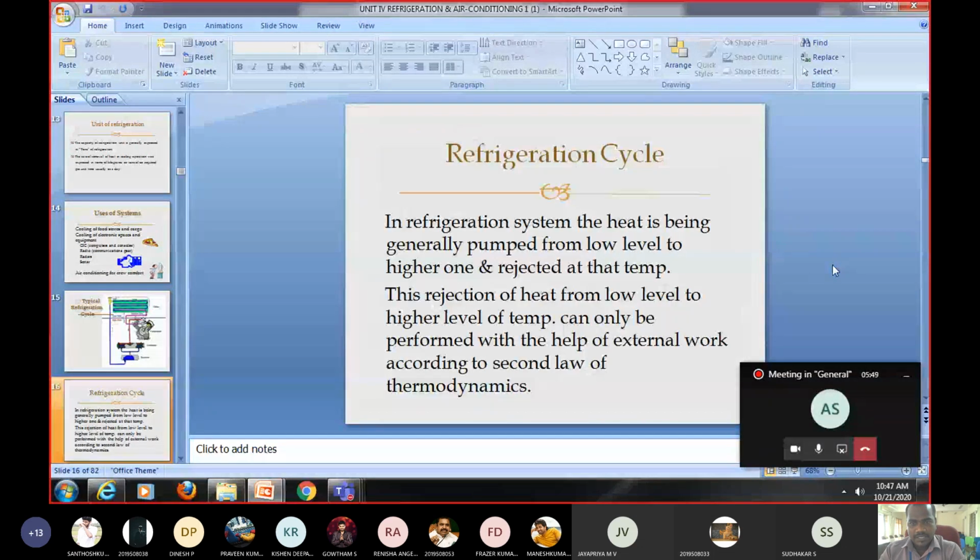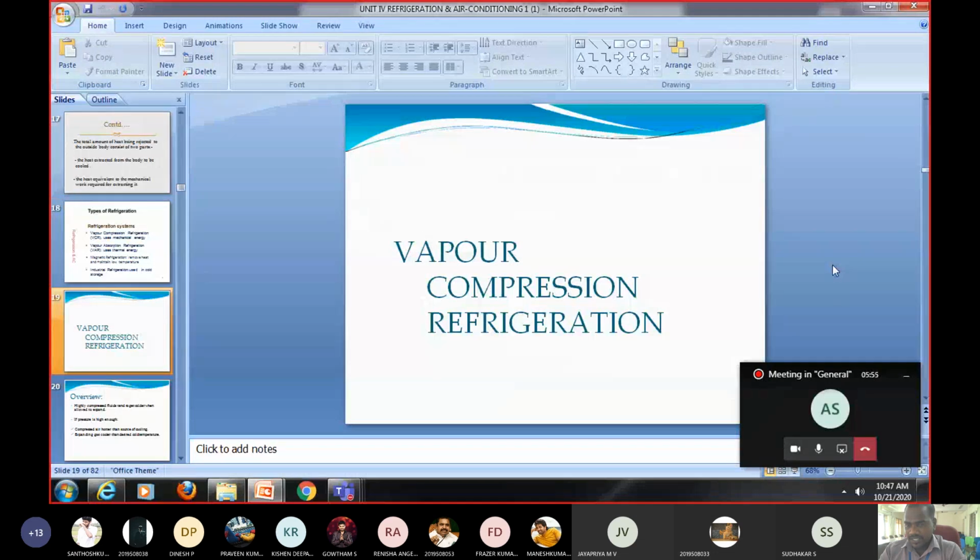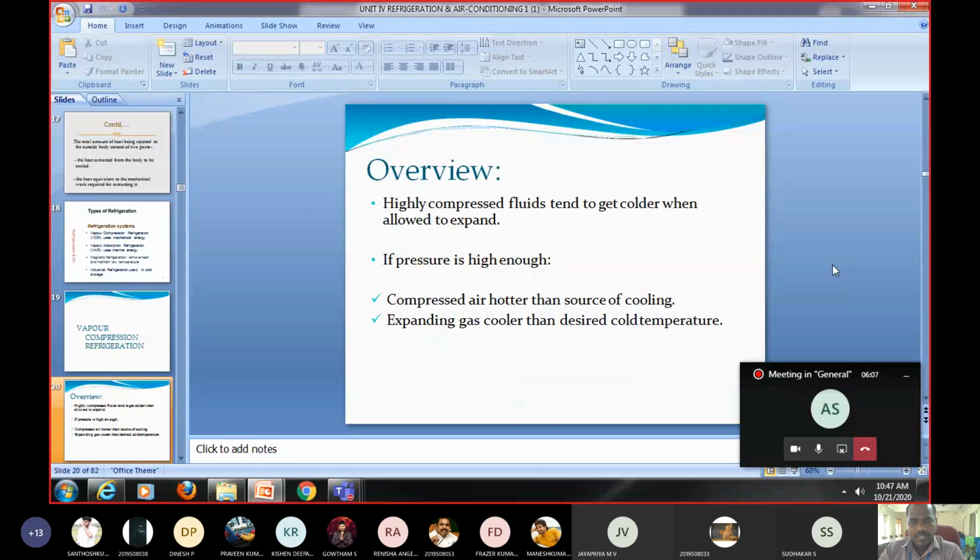So we have two types. One is the vapor compression refrigeration system, and the other is the vapor absorption refrigeration system. There are also other different types, but we need to focus on the VCR and VAR. In the last class we discussed more about the VCRs.